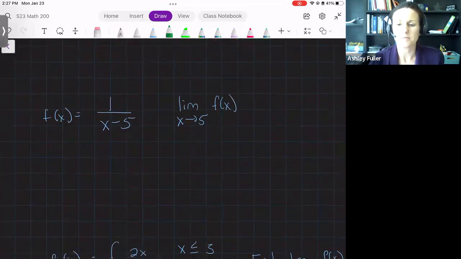But let's consider something like this. What if there's no way to factor out that discontinuity? Well, then we have to reach a different type of limit, and we have to have a different way to approach it.